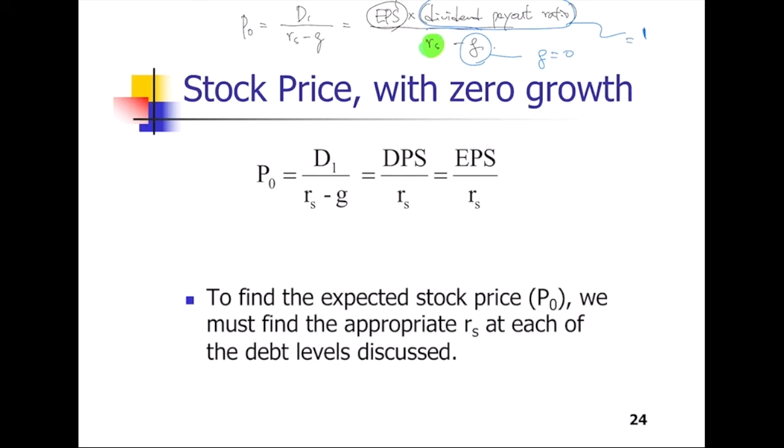So finally we get this equation. When dividend payout ratio equal to 1, EPS is the same as DPS. So we get current stock price can be calculated by DPS over RS. So to find the expected stock price, we must find the appropriate RS at each of the debt levels discussed. RS we call the required rate of return, right?